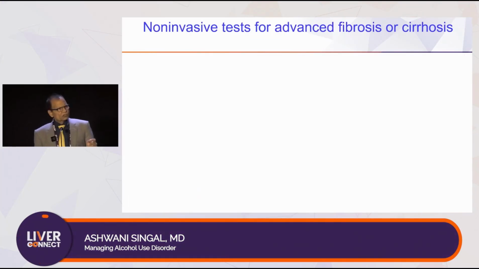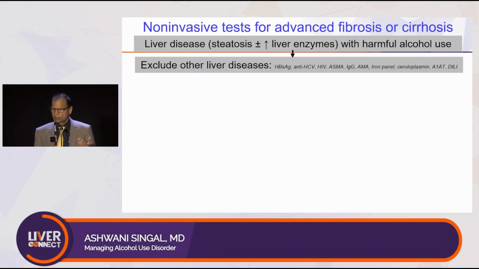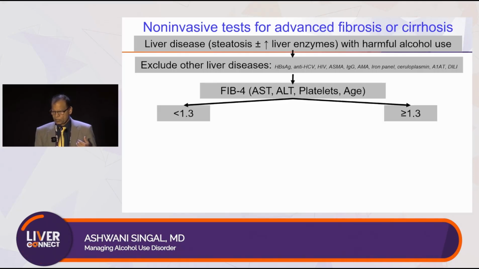Once you make a diagnosis of risky alcohol use, then screen the patients for whether they have underlying liver disease or not. Obviously, the standard approach is liver enzymes and imaging for any steatosis. Obviously, you have to exclude other liver diseases, Hep B, Hep C, and the other liver diseases listed over here.